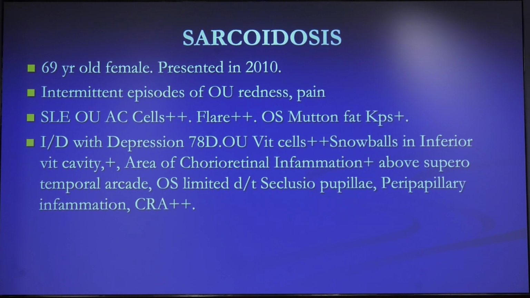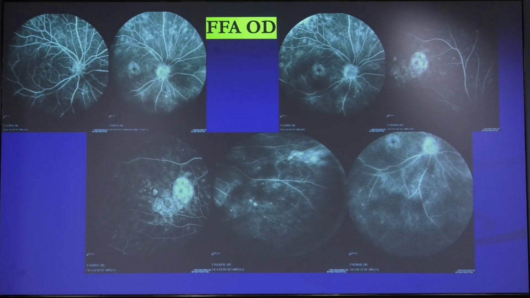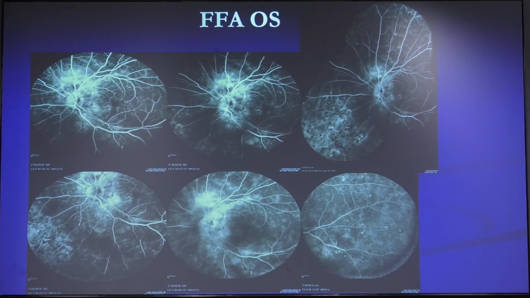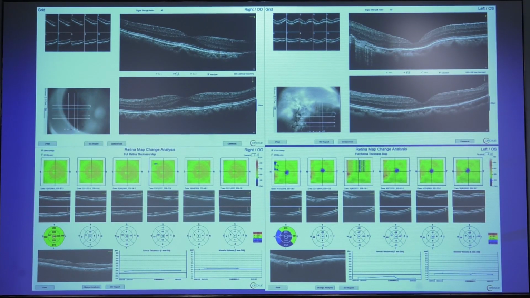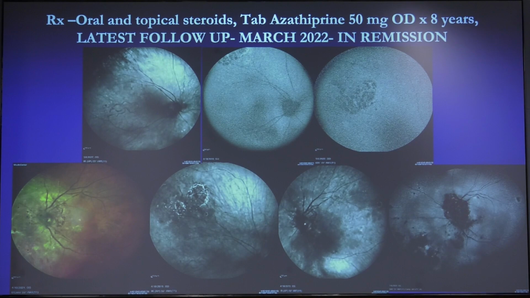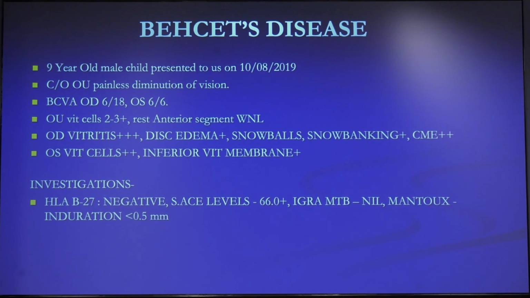Sarcoid can present with, so this is a patient with sarcoidosis, 69-year-old, OU redness pain, cells flare, mutton fat KPs, snowballs, areas of chorioretinal inflammation. This is what the angiography looks like. You can see a lot of leakage at the disc and in the retina, and also staining of the vessels. This is what the left eye looked like on angiogram. OCT was okay, and patient was treated with oral and topical steroid and azathioprine, and has been on follow-up for the past almost 12 years, is in remission on azathioprine.